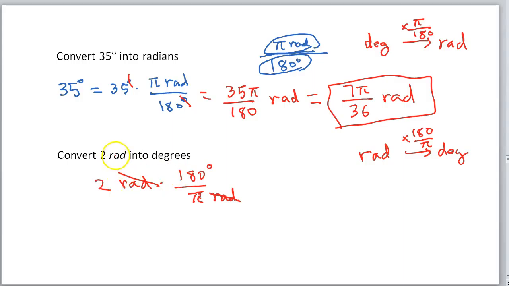Okay, in this case, when you have radians into degrees, you want to multiply 180 over pi because the units cancel and degrees survive. Okay, so you end up with 2 times 180, which is 360, and pi over pi, degrees. Okay, so this is a number.